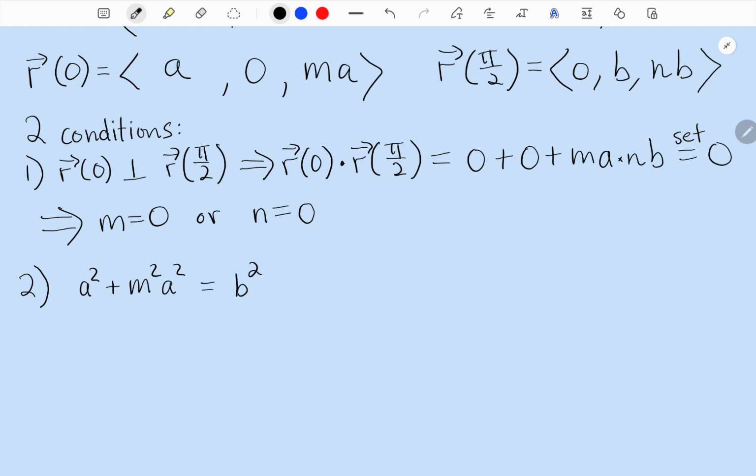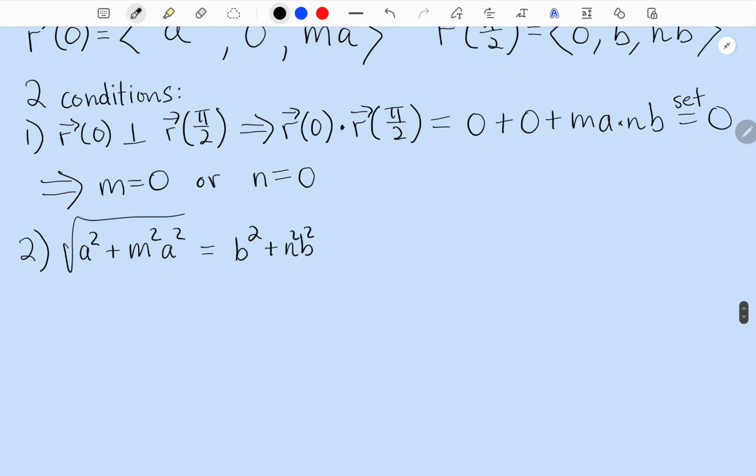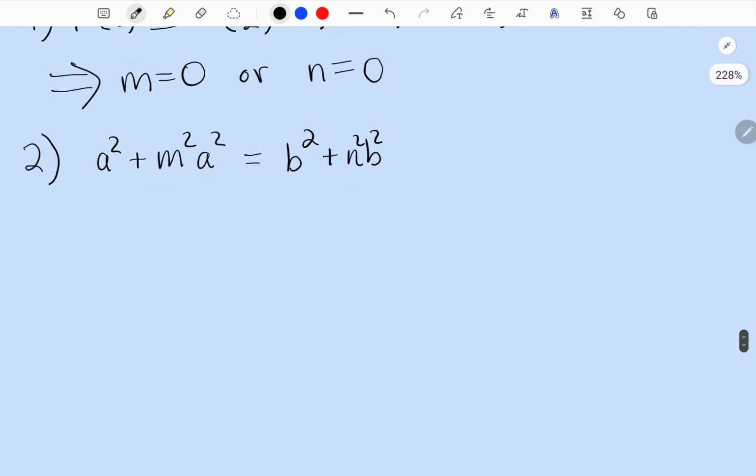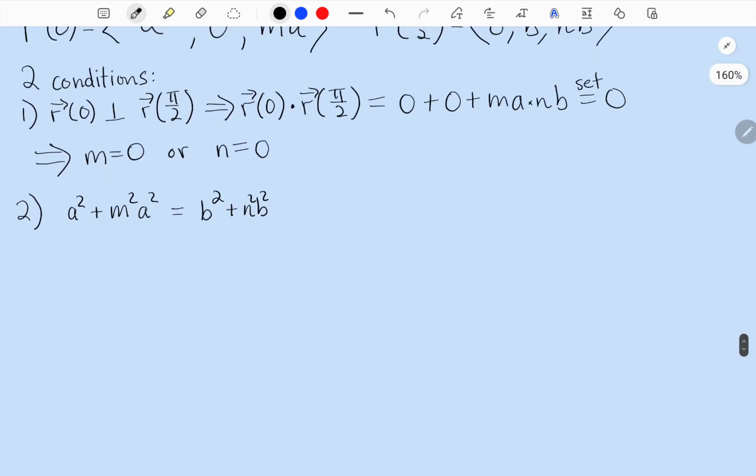So they're both going to have the same magnitude, which means the square of their magnitude is the same. This is true, right? So if this is true, then square both sides, and the square root goes away. Okay, so these are my two conditions that need to be true.